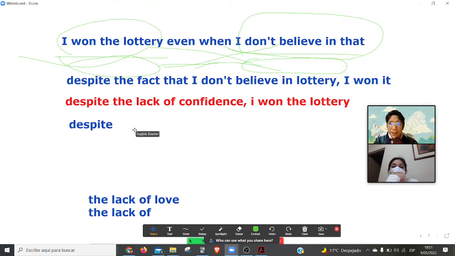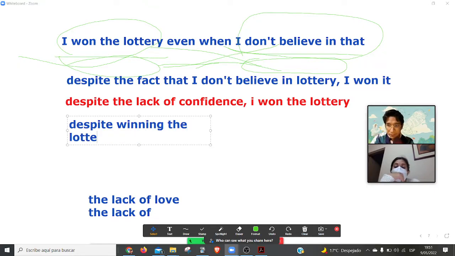Hagamos las dos. Primero, quiero que trabajes con a pesar de que gané la lotería, no creo en eso. ¿Cómo sería? Despite. ¿Cuál es mi verbo? Winning. Despite winning the lottery, I don't believe in it.